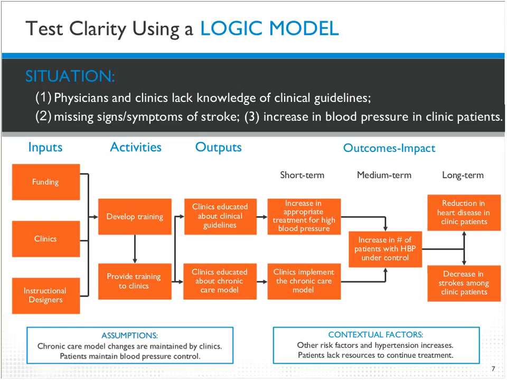But the short-term outcome would be an increase in the appropriate treatment that's being provided to the patients that have high blood pressure. And another short-term outcome would be that the clinics are implementing that chronic care model. So those would be some of the changes in the physicians and the clinics that we would expect to see as a result of this particular program.